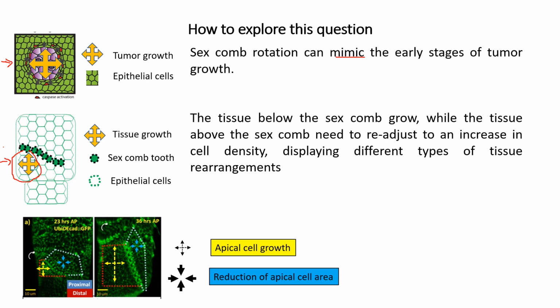And here we have the sexcom, and above the sexcom we have an epithelium that also has to readjust and exchange neighbors, has to reduce in apical cell area, and some of them will have to extrude. So in some way, these two processes that seem so different have certain similarity. So we're going to use the sexcom to try to answer this question and try to understand these early stages of cancer.